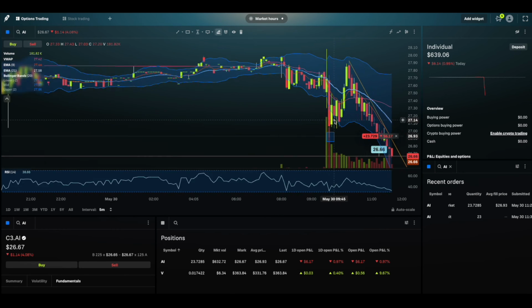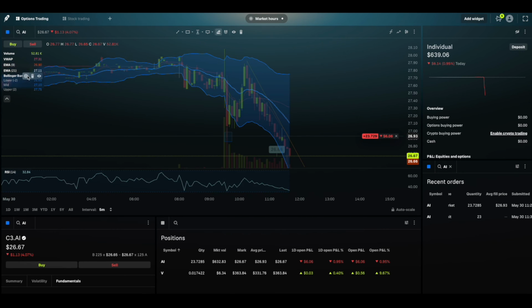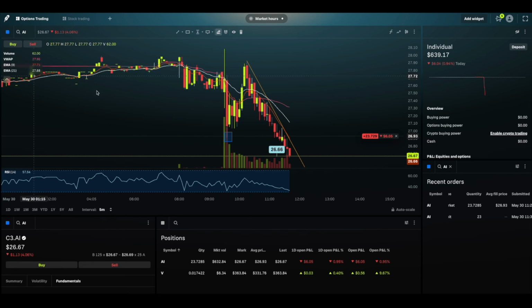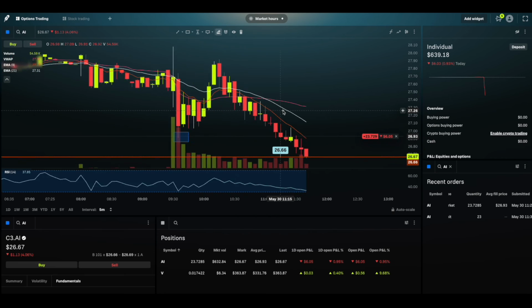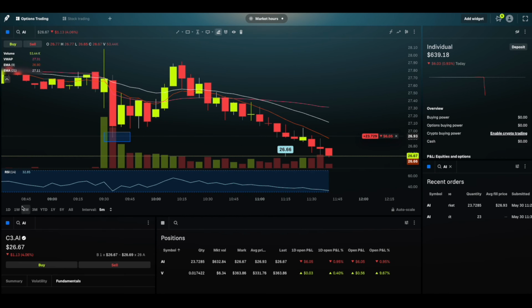So we have a few indicators here, and I'm going to get rid of some of them because it's starting to look clouded. I like to have my screen a little less busy than all this. So we're going to get rid of some of this stuff. Got our lines here.